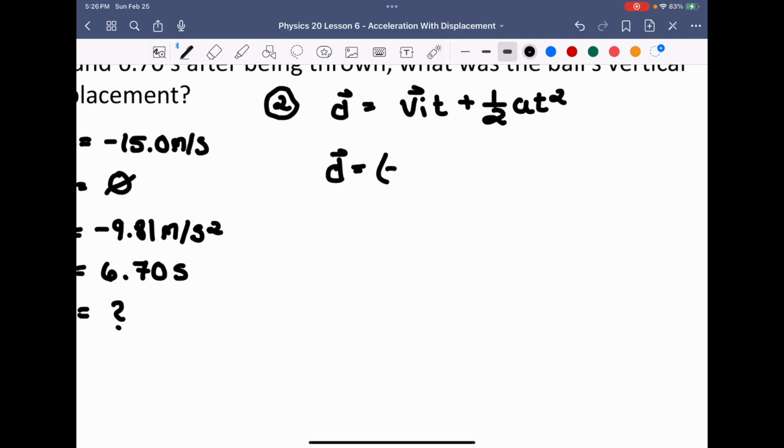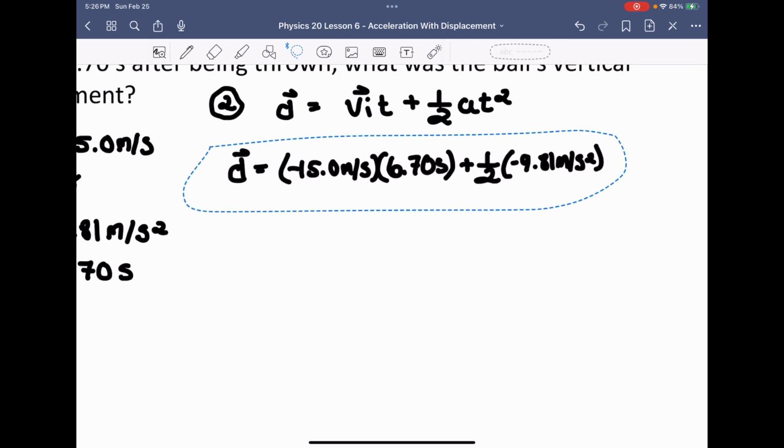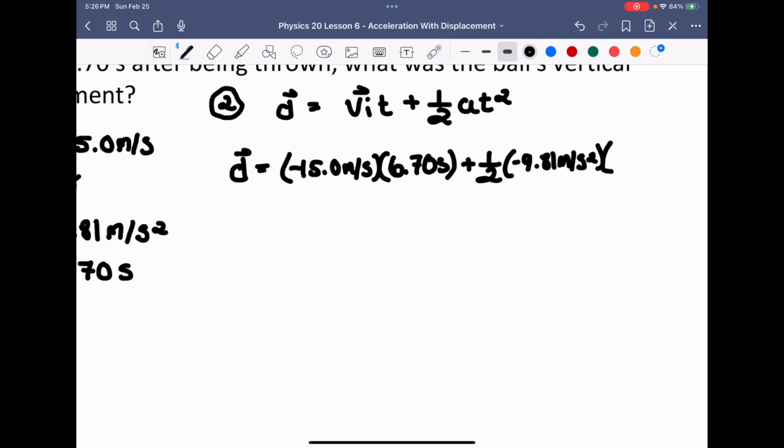Displacement is equal to VI, which is negative 15.0 meters per second, multiplied by the time, which was 6.70 seconds, plus the 1/2 A, which in this case is the negative 9.81 meters per second squared, times the 6.70 seconds, and this is squared. That's a little tight, but we're going to make it work there. Rather than forcing it there, let me erase this out, and we can just shuffle it over very slightly, so we're not condensing it in there and you can't see your answer. So this is going to be 6.70 seconds all squared.